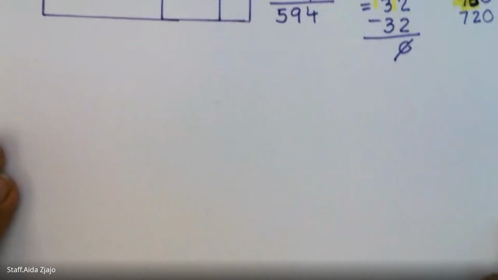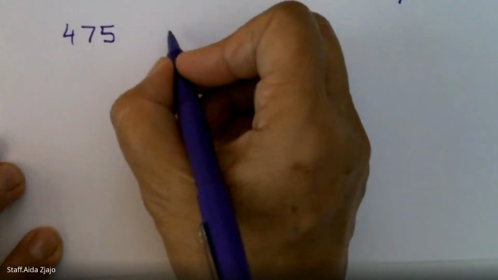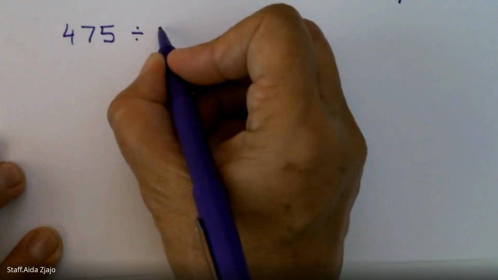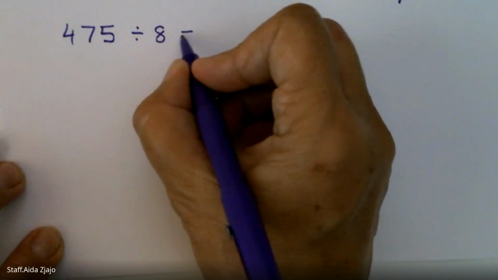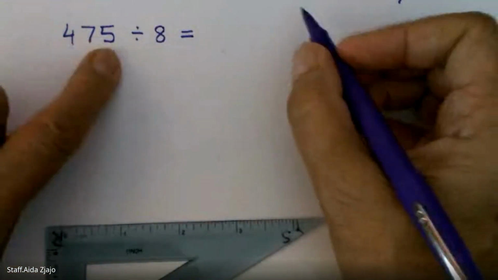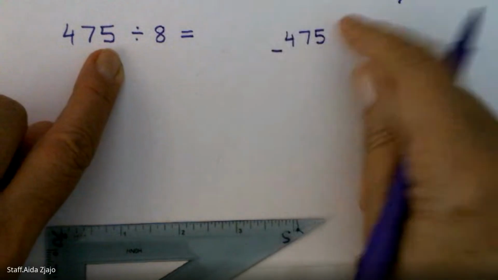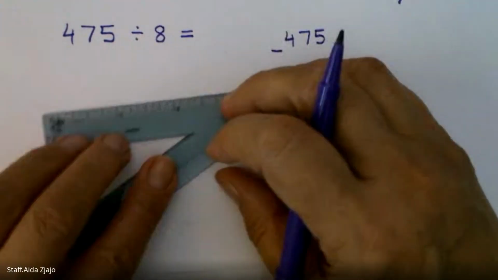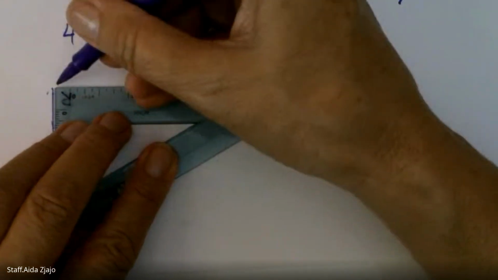All right. Let's see what it would look like if I have just 475 divided into 8. Okay, so the same strategy. I put the whole number 475 on the side. I'm going to keep subtracting how much I shared in my area.